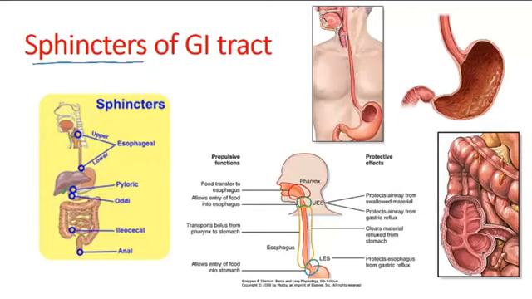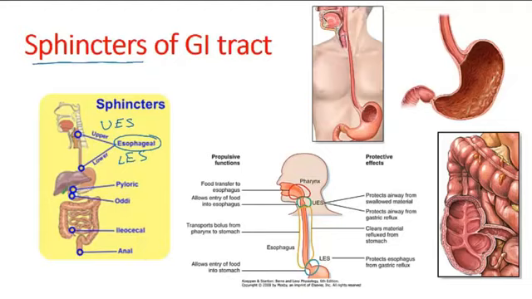As you can see in this left hand picture, the sphincters are present at different branch points of the digestive tract. Here you see the sphincters divided into mainly 6 different sphincters. One of them is related to the esophagus, known as the upper esophageal sphincter, UES, and then the lower esophageal sphincter, LES. Both of them are physiological sphincters.